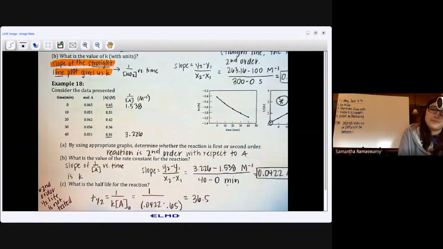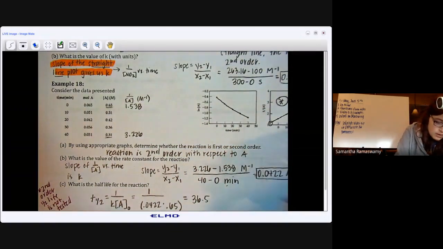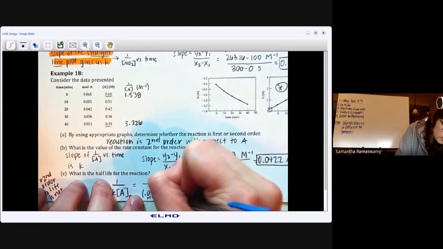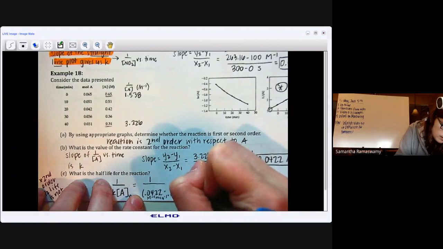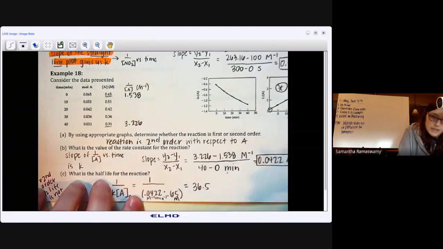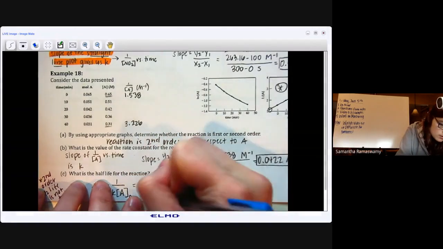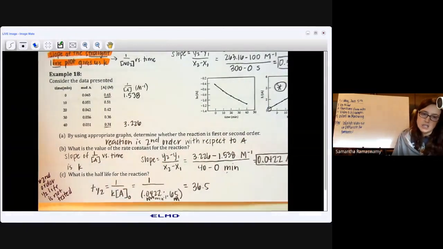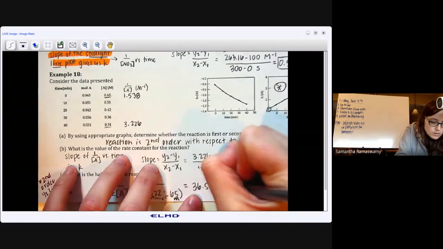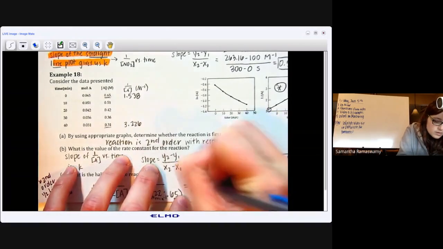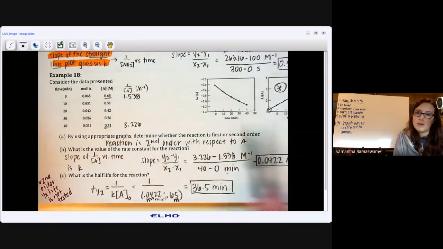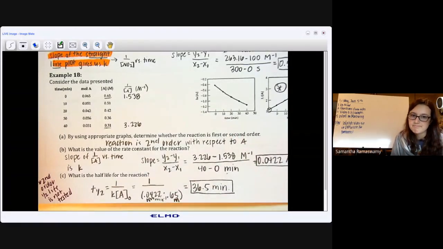T is time. So when you're looking at this, you have per molar per minute times molarity. So those will cancel. 1 over per minute, that's like taking the reciprocal. So time here will be in minutes. It's going to be in the same unit of time that we've been working with in the problem.